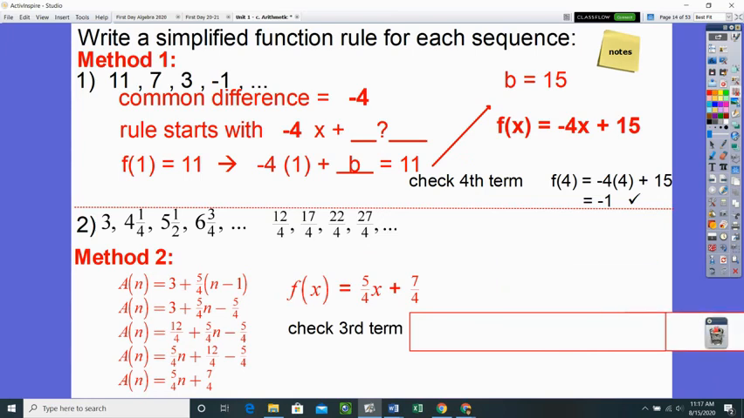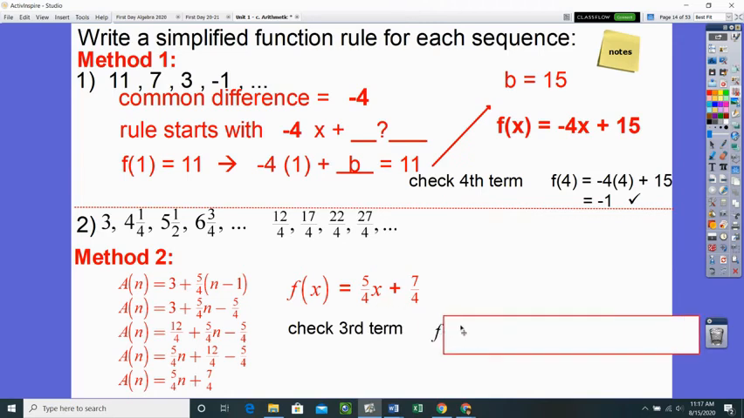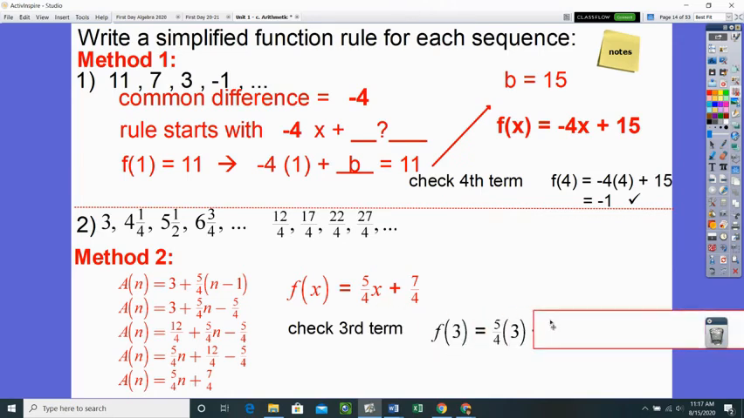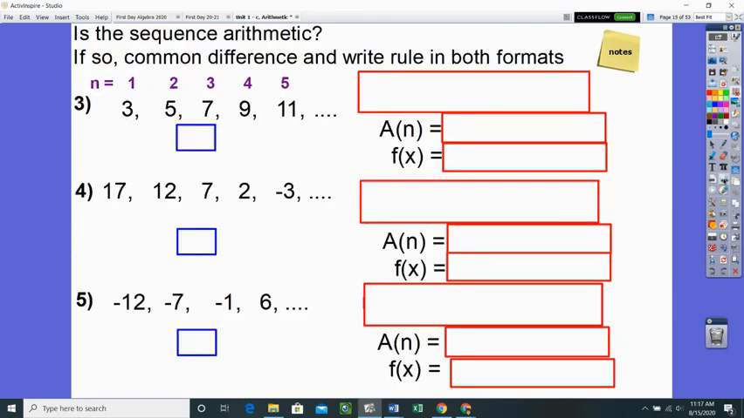Does it work? I'm a little more nervous with this one, so I'm going to check it by putting a 3 in. So when I put the 3 in, I do f of 3. Now, remember that he's over the invisible 1. I'm going to get 15 fourths plus 7 fourths, which truly are 22 fourths, which is that term. So method 1 is sort of an intuitive approach. Method 2 is an algebraic approach.